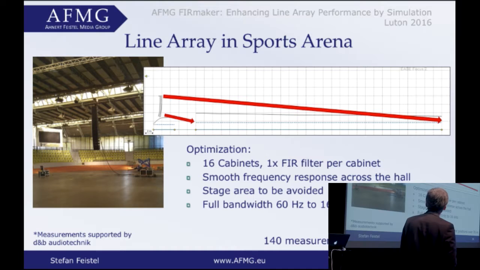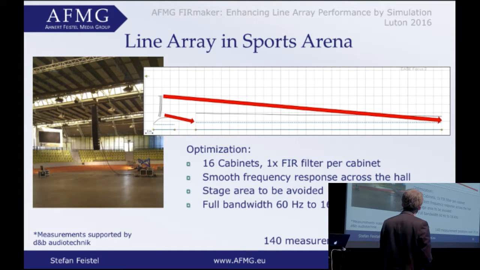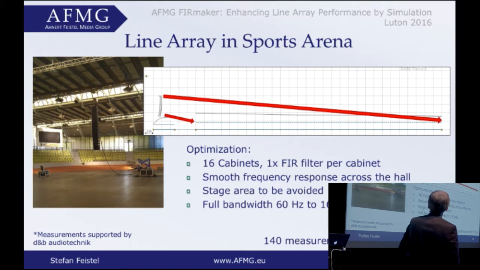And the goal was again to achieve a smooth frequency response across the hall, but it would be boring if everything was the same as I showed before. So here the interesting new part is we also defined a stage area below the array that we wanted to avoid, where we didn't want to put sound. 140 measurements were done along the hall, 70 meters throw, half meter spacing of the measurements.